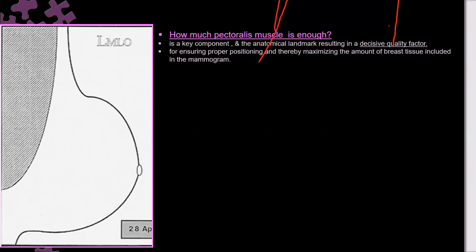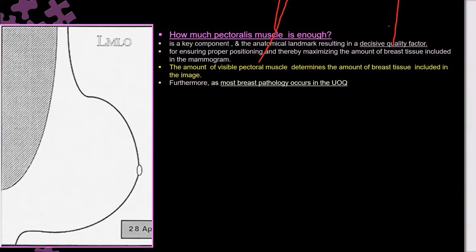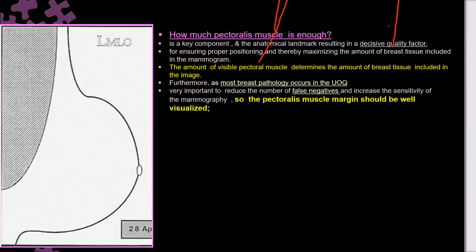It ensures proper positioning, and thereby maximizes the amount of breast tissue included. As we mentioned, the amount of visible pectoralis reflects the amount of included breast tissue, especially the upper outer quadrant where the pathology is most common. Very important, it reduces the number of false negatives and increases the sensitivity of mammography. The pectoralis margin should be well visualized in the upper half of the image.